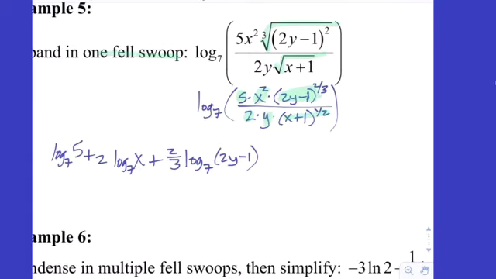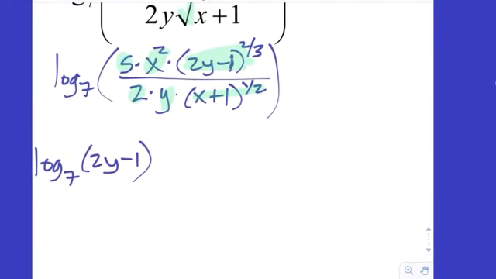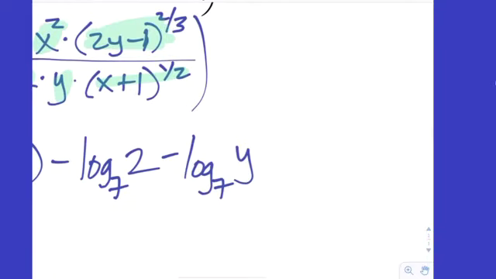Those are positive because they came from factors in the numerator. They all get their own log. Now we have 3 factors in the denominator, so now it's going to be minus. So now minus log base 7 of the first factor in the denominator, which is 2. Minus the next factor, log base 7 of y. And then finally the last one, minus what can come out front?